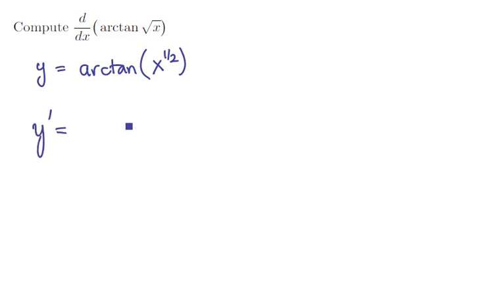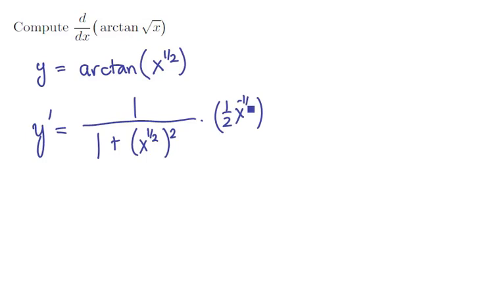The derivative of arctangent of blank is 1 over 1 plus blank squared times the derivative of blank. The blank in this case is x to the 1/2, and its derivative is 1/2 x to the minus 1/2. So now all we need to do is clean this up. So let's see, this is 1/2, we have an x to the minus 1/2 in the numerator, and a 1 plus x to the 1/2 squared, which is just x, in the denominator.